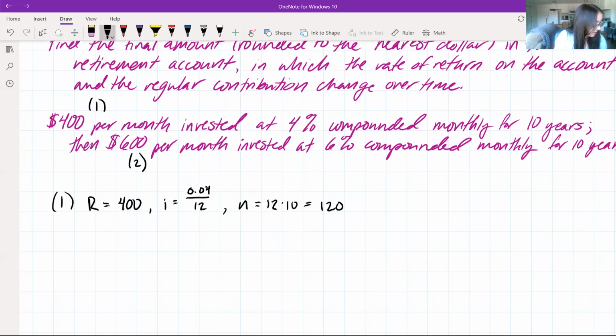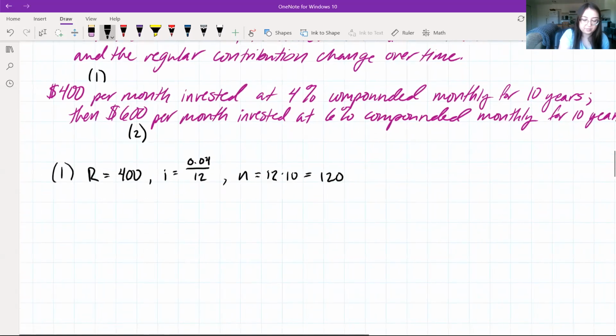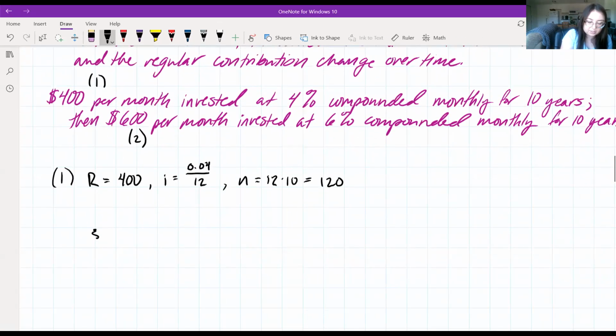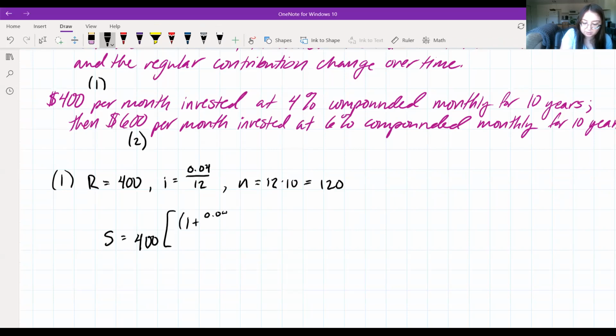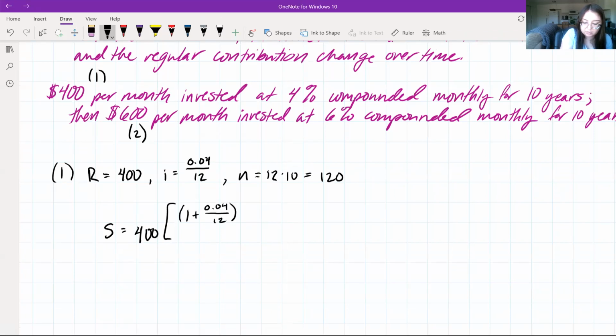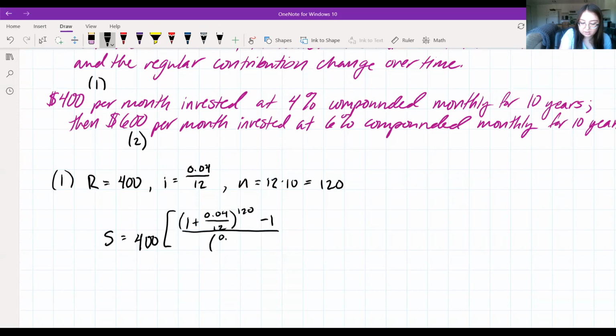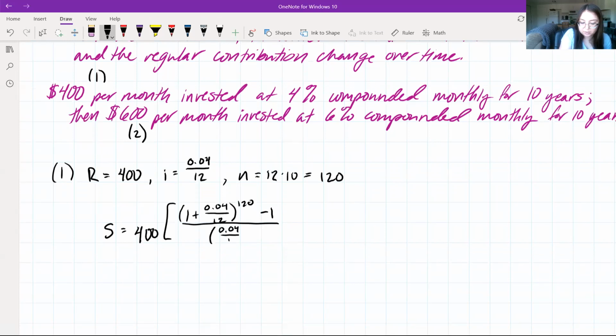So we need to calculate this very first value. And since we know our equation, we get S is equal to 400 times 1 plus I, which is 0.04, divided by 12 to the power of 120 minus 1, divided by 0.04, which is being divided by 12.